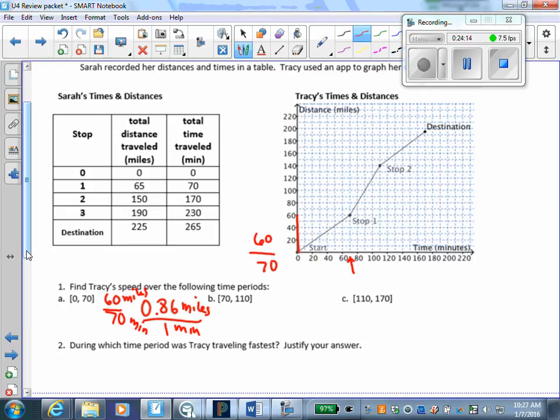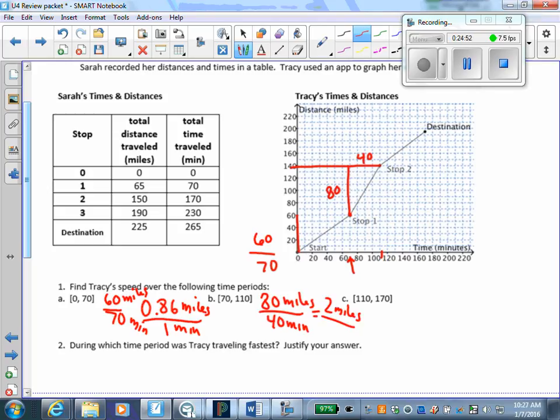I could say it either way. From 70 to 110 in that domain, that's from here to here, so it's steeper. Right here she's at 60 and she's going up to 140. So that is a change of 80. And it went over from 70 to 110, right? That's a change of 40. So 80 over 40, so she went 80 miles in 40 minutes, and that reduces to 2. So that's 2 miles for every 1 minute.